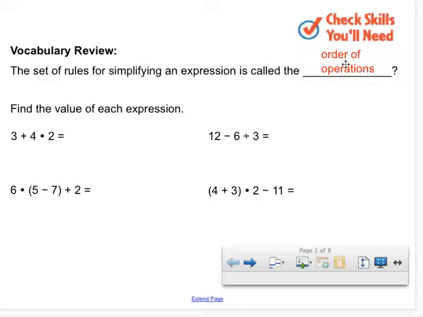Go ahead, Zach. So the first step you have to do is 4 times 2, since multiplying comes before addition. Very good. So Zach's correct. The first thing you're going to do is multiply, because in order of operations, multiply comes before addition. So 4 times 2, and what is 4 times 2? 8. Right, so if you see here, 3 carries over, and then 4 times 2 becomes 8. Now what's next? I'm going to add, and what do I get when I add these two numbers? 11. Very good.